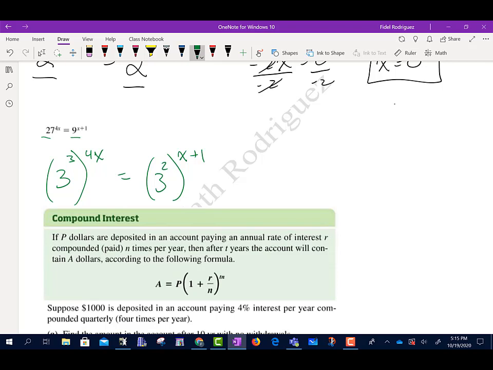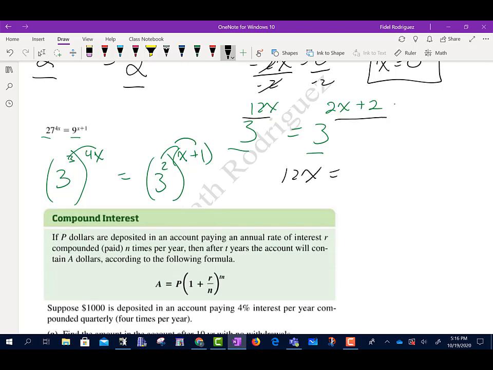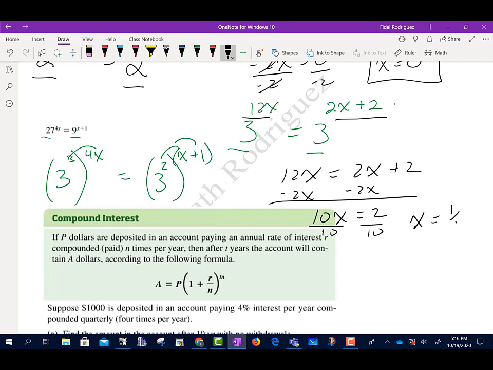Okay, so now I'm going to go ahead and multiply my exponents. So this is going to be 3 times 4x is 12x equals, I've got to multiply that 2 times everything there. So 2x plus 2. And again, since my bases are the same, my exponents are going to be the same. So this is 12x equals 2x plus 2. Minus 2x on both sides. This is going to leave me with 10x is equal to 2. So when I divide both sides by 10, we're coming up with x is equal to 1 over 5.